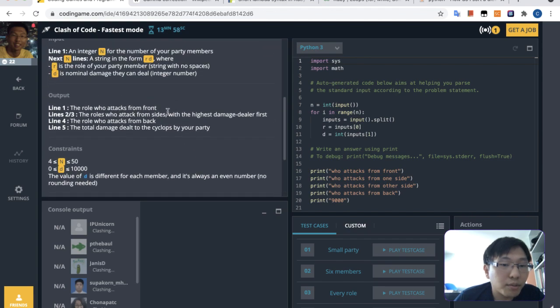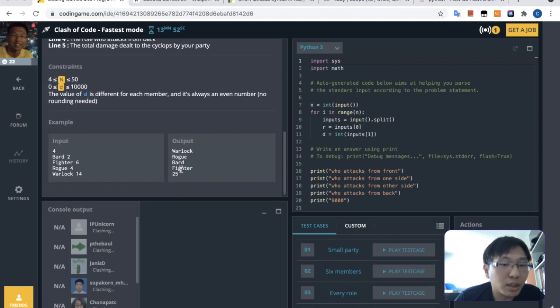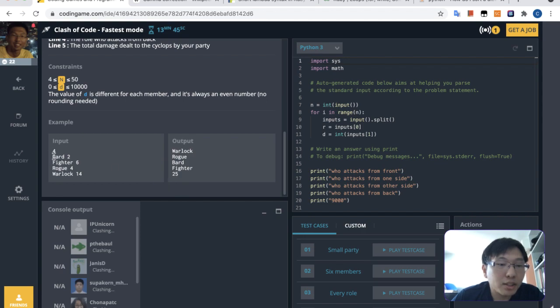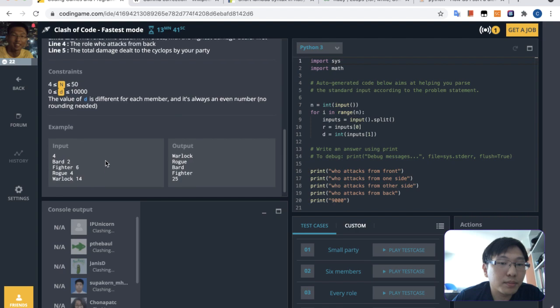Line the person attack from front, sides, back, and the total damage dealt to the Cyclops by your party. Okay, I guess we take in the name and then the damage here.